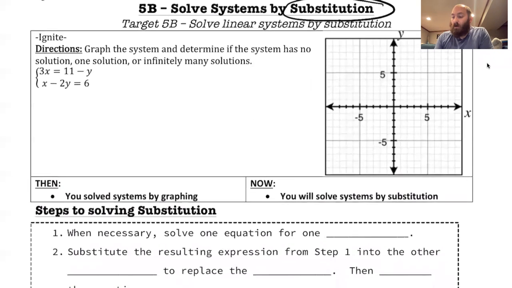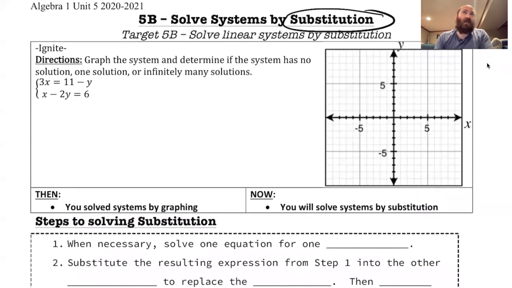Here with substitution, it's a little bit easier to do because sometimes when you graph lines, you're not going to be able to see the exact point that they cross. Sometimes it's going to be a little bit harder.